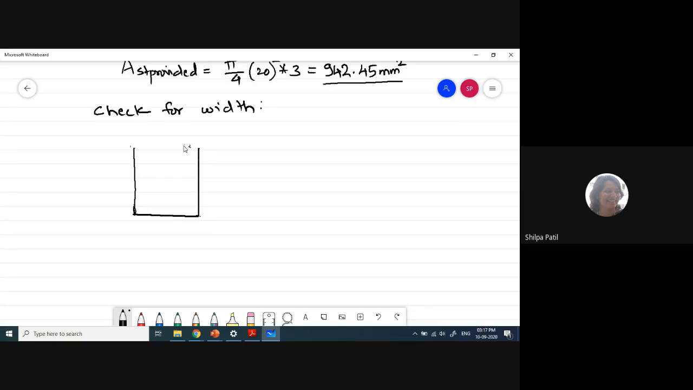Okay. So we have 3 bars of 20 mm diameter. There will be some side cover. This is the half of the beam. So providing, you just write down 30 mm side cover. It means this distance we have decided as 30 mm.